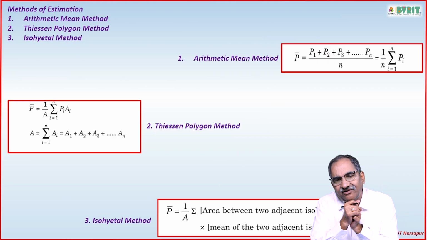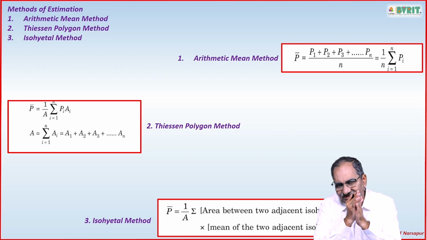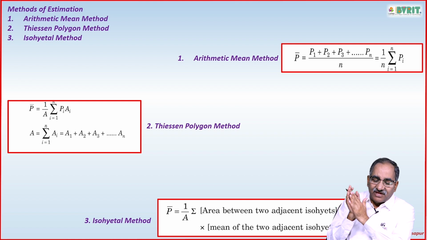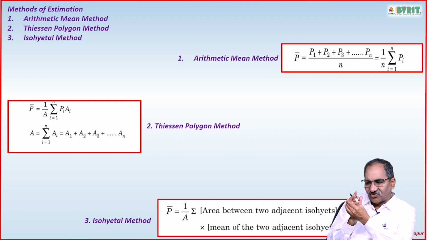Then what is the second question? How to estimate the average precipitation? There are three methods for estimating the average precipitation. One is the arithmetic mean method. The second one is the Thiessen-Polygon method. The third one is the isohyetal method.